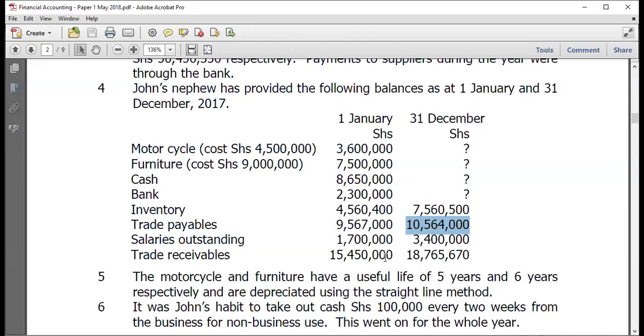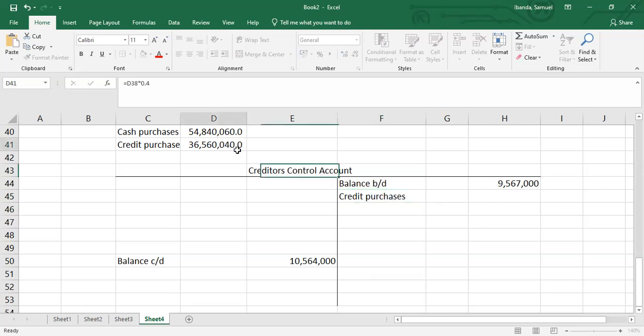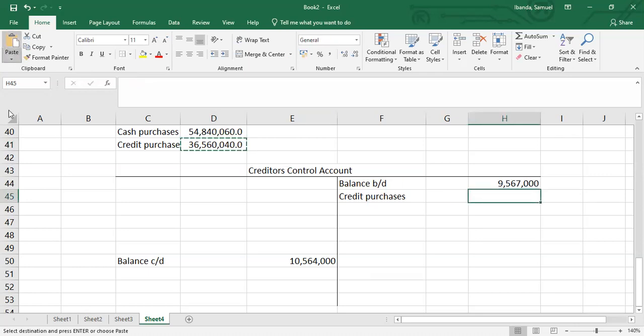Okay. With that, I'll now proceed, just like the way I did with the debtors' control account. After I'd put the balances, my question was to look for things that increase creditors and things that reduce creditors. Things that increase creditors are more credit purchases, okay? So for example, the credit purchases will be here. And that is the key reason why I looked for this figure. So as it is here, I'll include it right there. The credit purchases also appear under your control account, okay? So that is why I'm including that value there. Accordingly, 36.